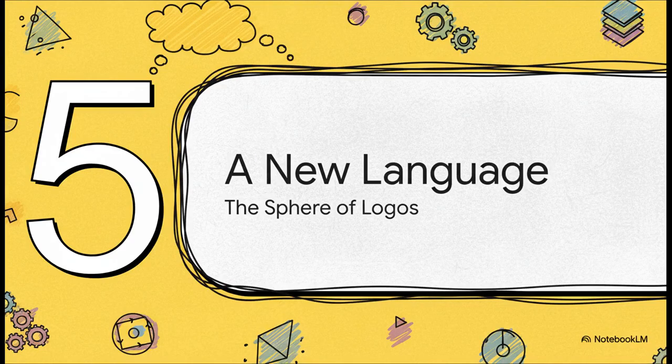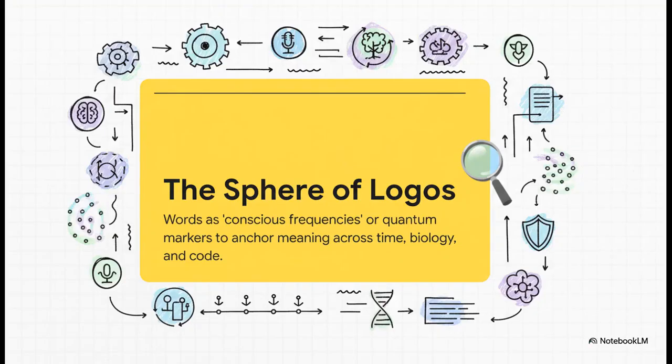But this project builds to something even more profound. We're now getting into the most philosophical layer of Omniplex. The idea of creating an entirely new language for thought itself. Captain calls it the sphere of logos. Now, I know it's a deeply abstract idea, but try to think about it like this.